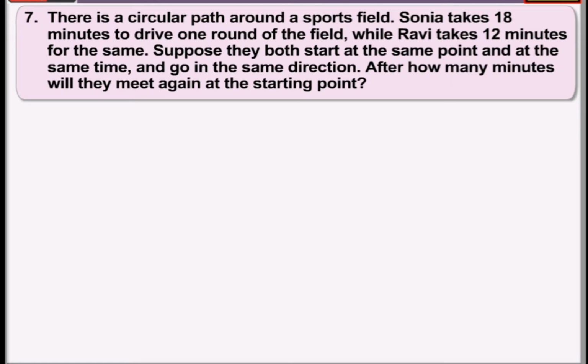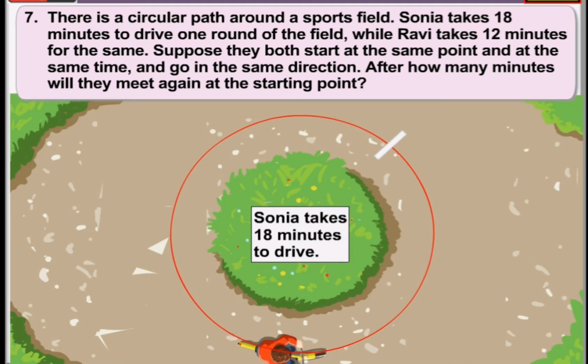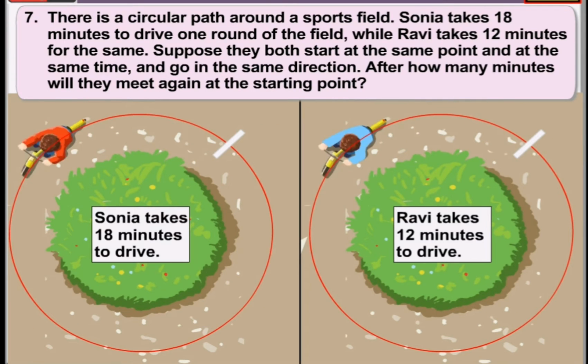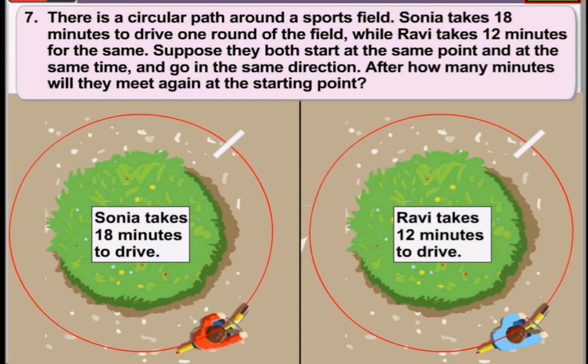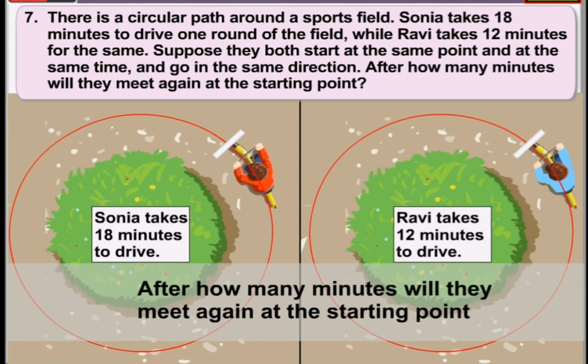There is a circular path around the sports field. Sonia takes 18 minutes to drive one round of the field, while Ravi takes 12 minutes for the same. Suppose they both start at the same point and at the same time and go in the same direction. After how many minutes will they meet again at the starting point?